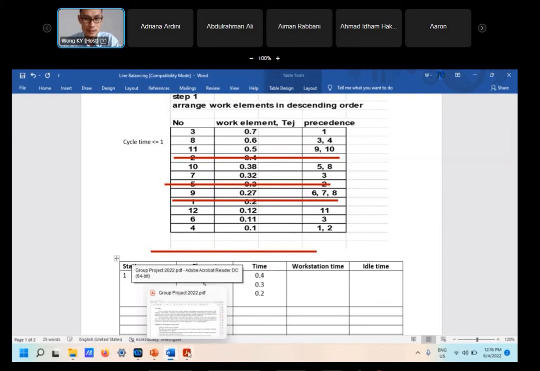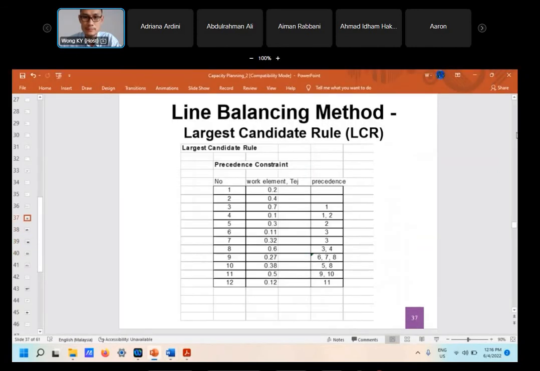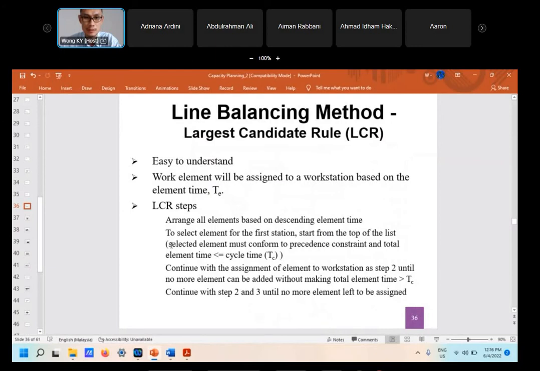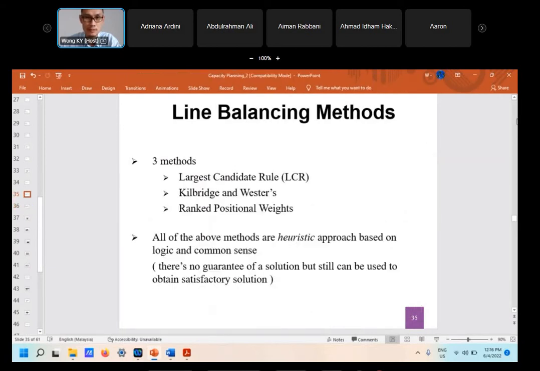Understand? So you have to make sure the elements that you select conform to the precedence constraint, and make sure the total element time of that station does not exceed the cycle time. Cycle time in the exam will normally be given. If we don't give you the cycle time, you have to calculate it using this formula.